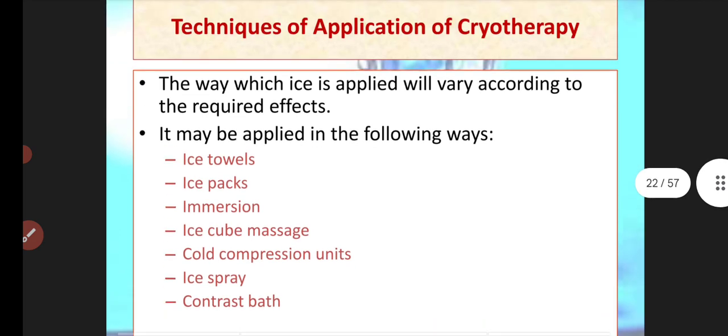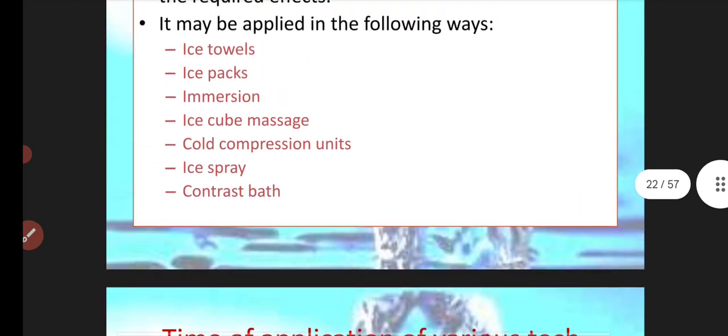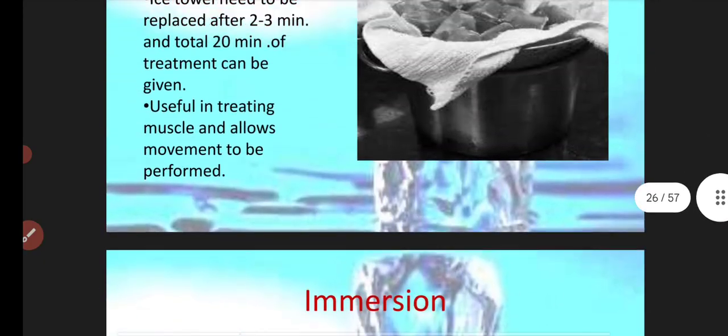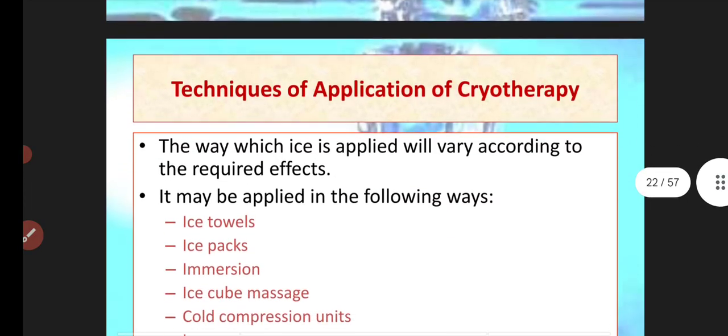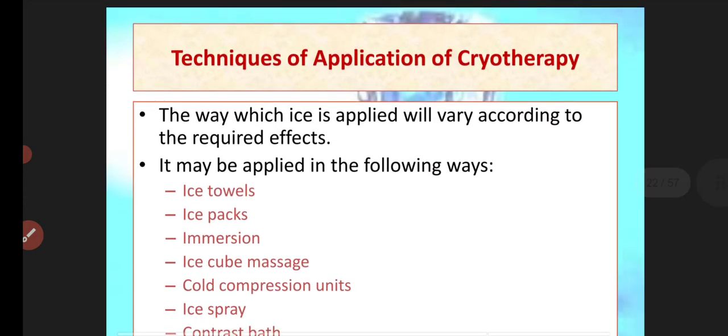In the next chapter, we'll study the technique of application of cryotherapy. In the next video, I will cover the technique of application of cryotherapy, along with cryostretching and the excitatory cold method. Okay, thank you.